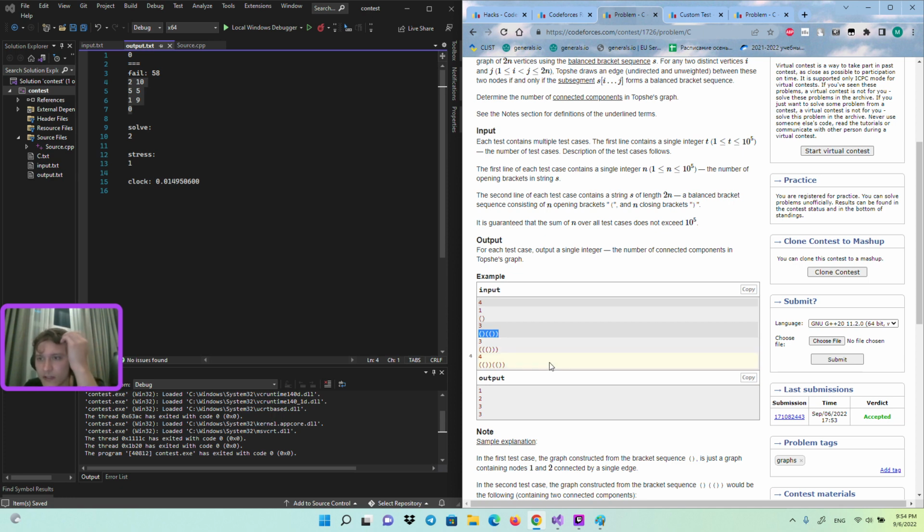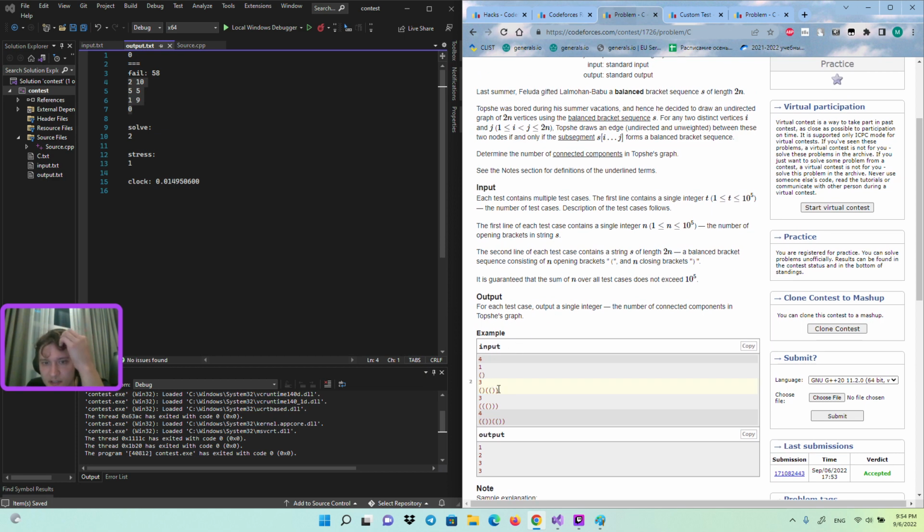But it's not the only necessary condition. The second necessary condition is that between these two balances, there shouldn't be negative balances. For example, if there were a closing bracket right after this one, then we would have a negative balance, and this is not possible in this case. So we want to find the number of connected components.